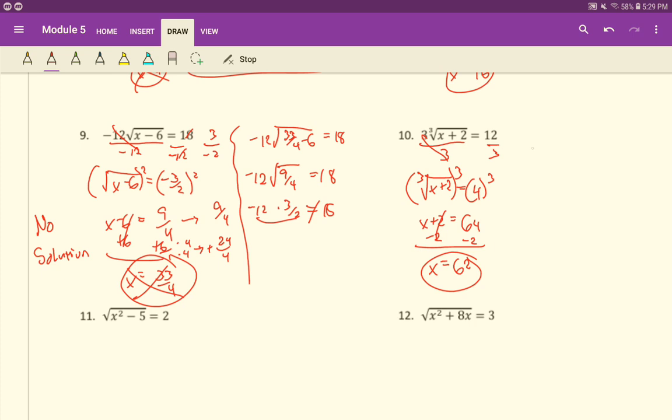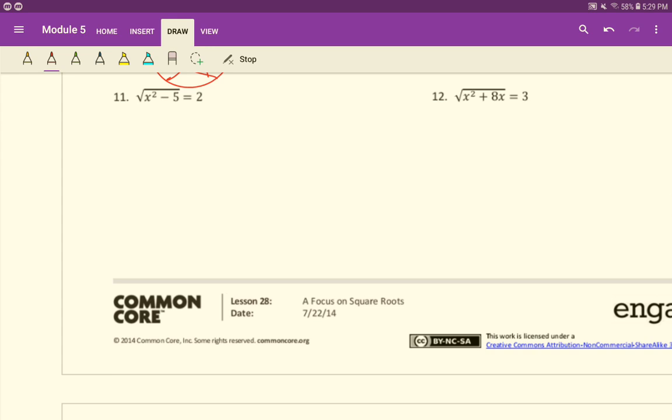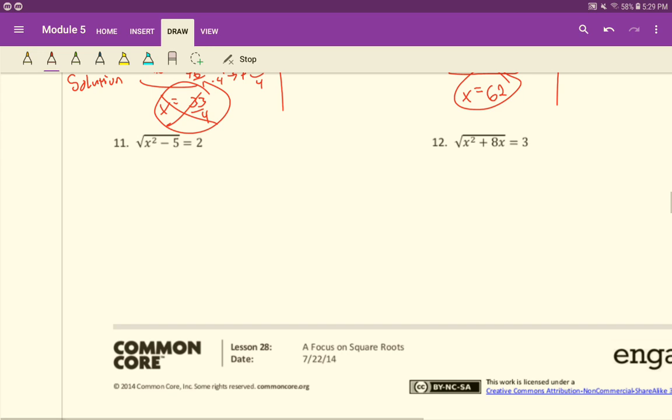Okay? Let's see if it works. So 3 times the cube root of 62 plus 2 equals 12. Okay? 62 plus 2 is 64. Cube root of 64 is 4. And 3 times 4 is 12. So check. 62 does work. Okay. Next one we'll try here is number 11. Okay. This one's already isolated. So again, we'll go ahead and proceed as usual. Why don't you guys go ahead and try it?